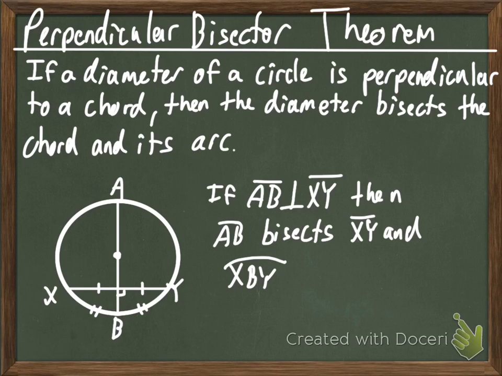The perpendicular bisector theorem. If a diameter of a circle is perpendicular to a chord, then the diameter bisects the chord and its arc. So we know AB is a diameter, and if it is perpendicular to chord XY, then we know that AB bisects chord XY, and it also bisects the arc formed by that chord, so arc XBY.